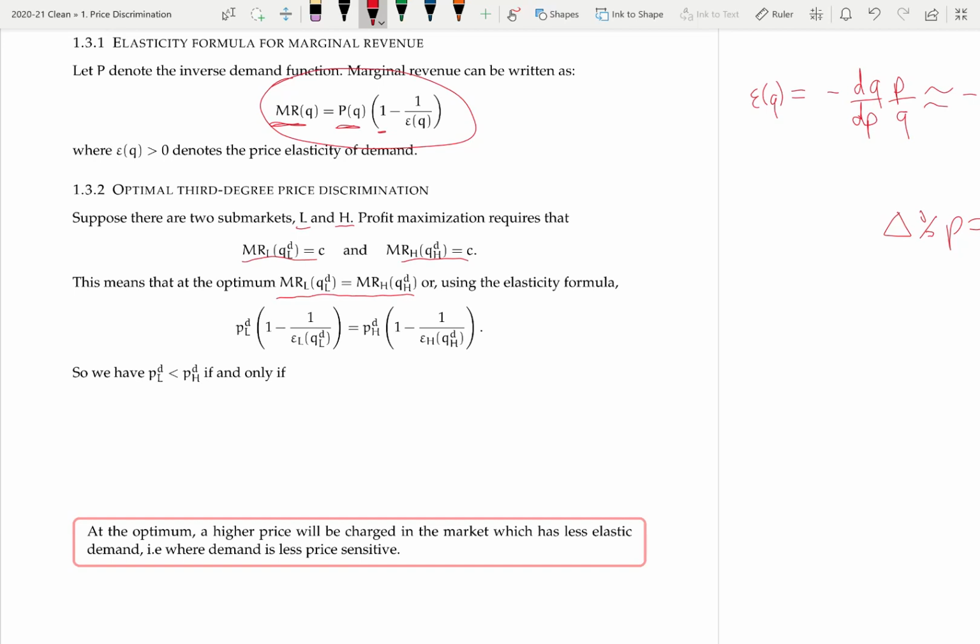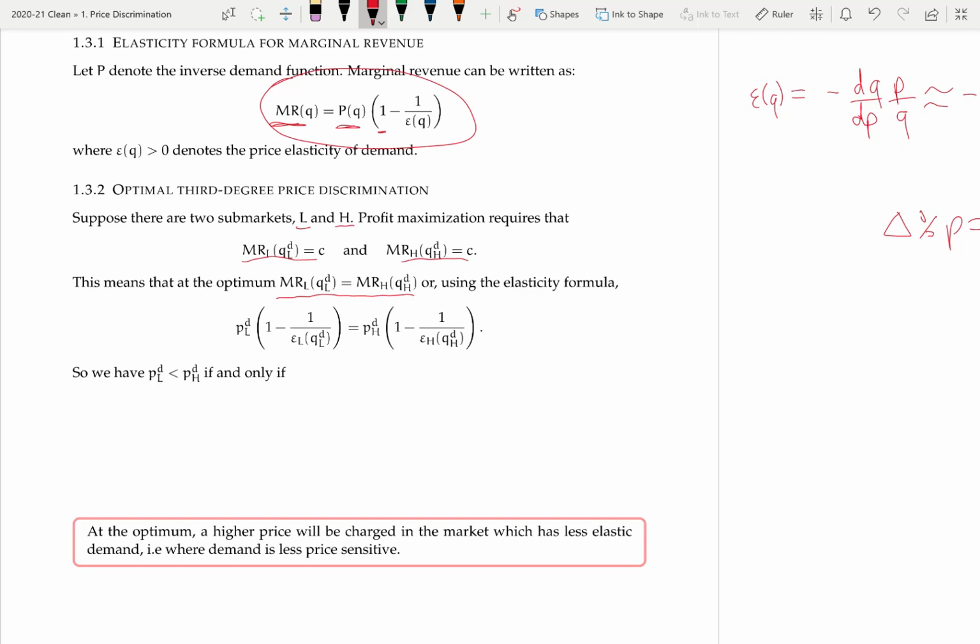So now let's look at how we can apply the marginal revenue formula. So we take that elasticity formula for marginal revenue and we just plug it in down here. So for the marginal revenue in market L, we just take this formula, but now we have the price in market L, and the quantity in market L, and the elasticity in market L. And then we do the same thing for market H. So these are now the optimal price in market H, the quantity in market H, and the elasticity in market H. So we have this formula saying the marginal revenues are both equal.